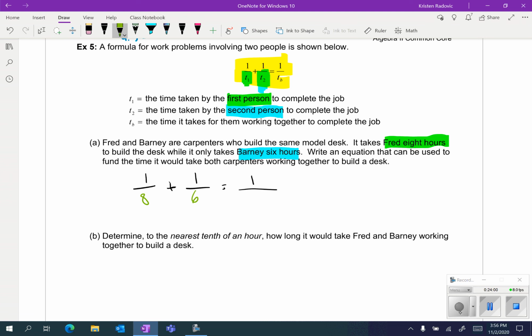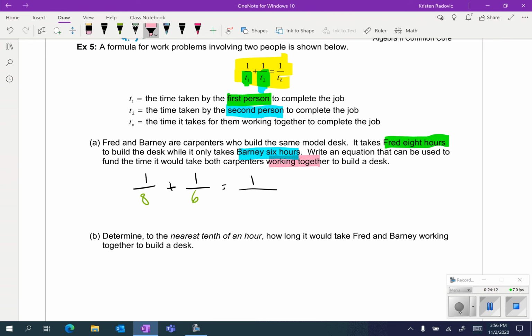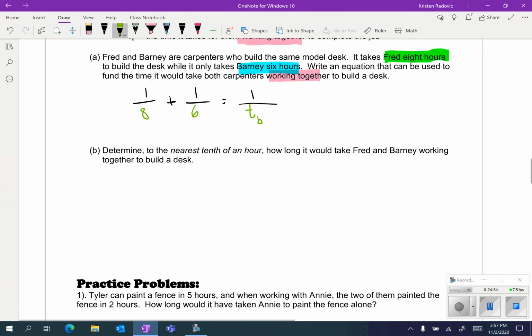And then they're trying to figure out how long it takes both carpenters working together to build the desk. So the time together is going to be T sub B. Again, you're just reading the values and substituting them into the formula that they give you. So I'm going to either leave this as T sub B. If you want, you could write it as X. It doesn't matter. From there, you're going to solve the equation.